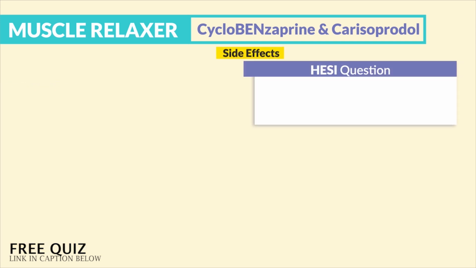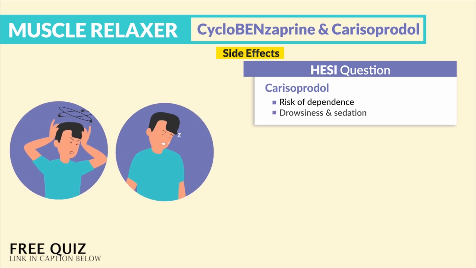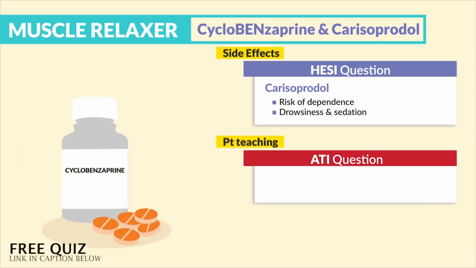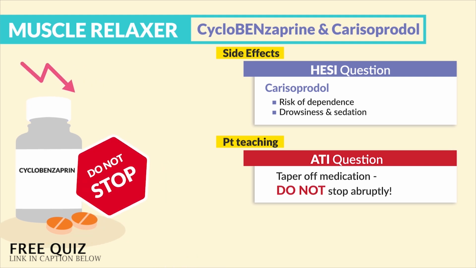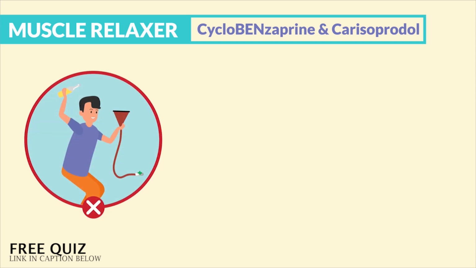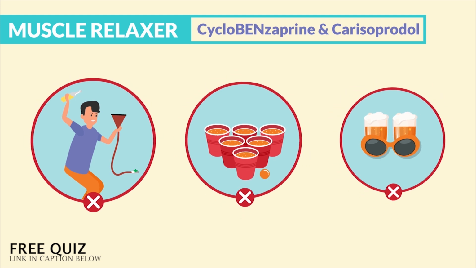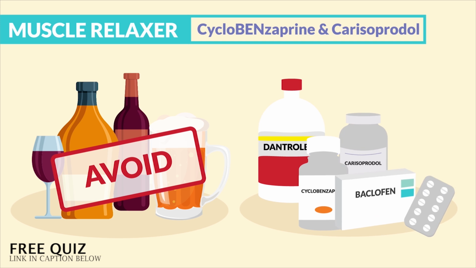So a HESI question says Carisoprodol has a huge risk for dependency, and drowsiness and sedation. Now, for the patient teaching, an ATI question came up that says taper off the medication and do not stop abruptly. And a HESI question says with Carisoprodol, we avoid the beer. Well, that's disappointing. So no beer bongs, no beer pong, and definitely no beer goggles. Thank you so much for that tip, HESI. Basically, we avoid all the alcohol for all the muscle relaxants. So, not just beer, but wine, liquor, you get the idea.